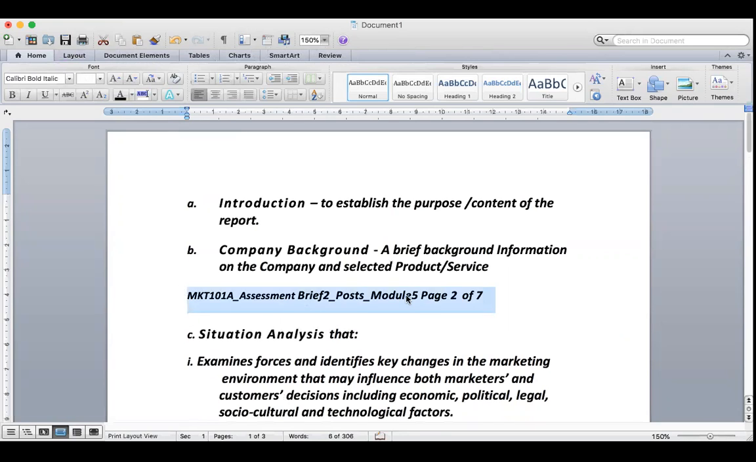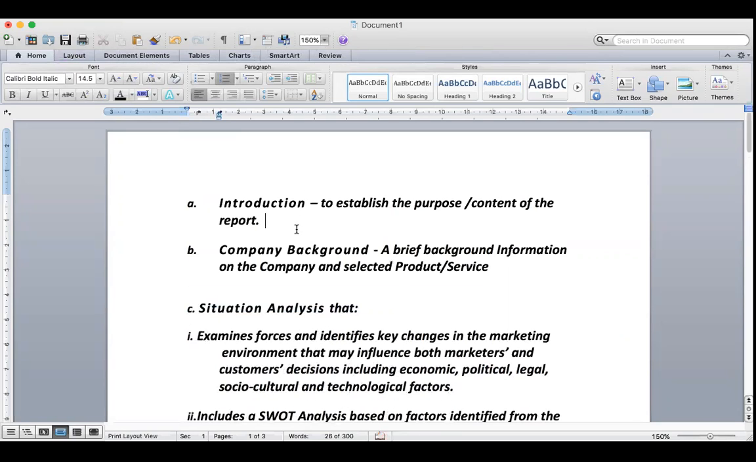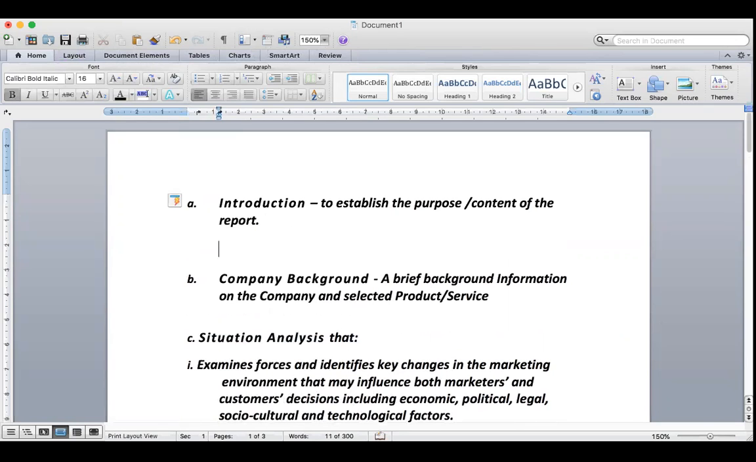Now, introduction. This is actually about the purpose or content of the report, so you explain it briefly. The purpose of this report is basically to discuss whatever content you are trying to discuss. And the next one is company background.